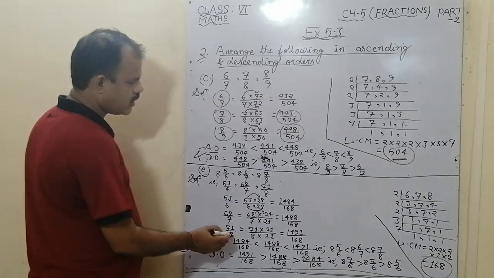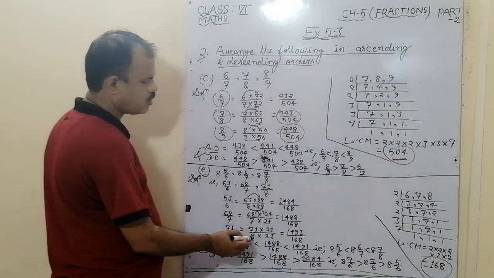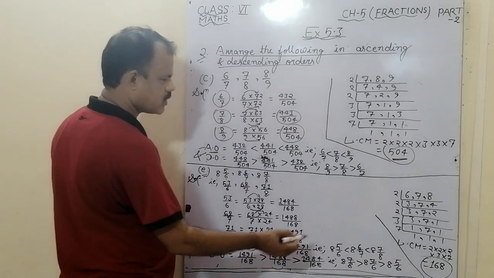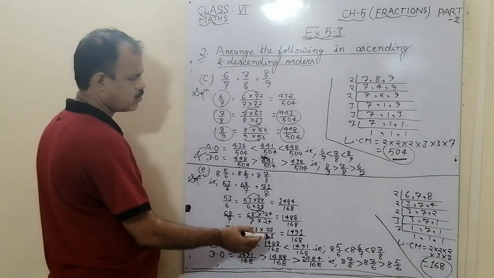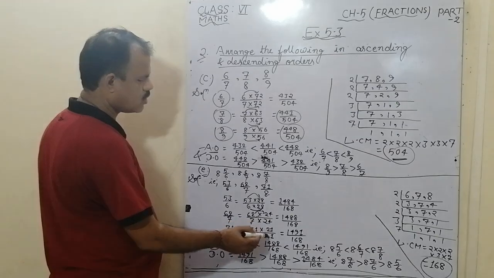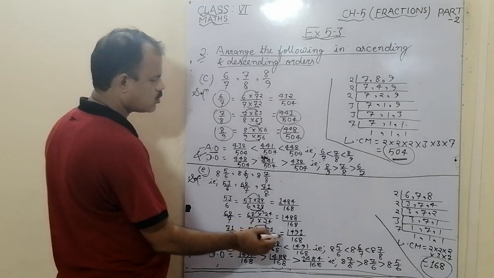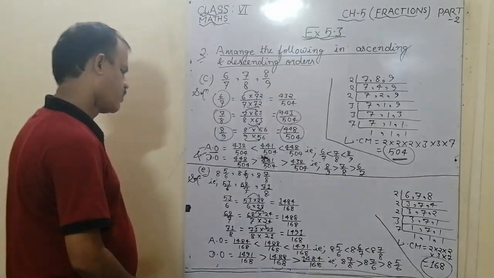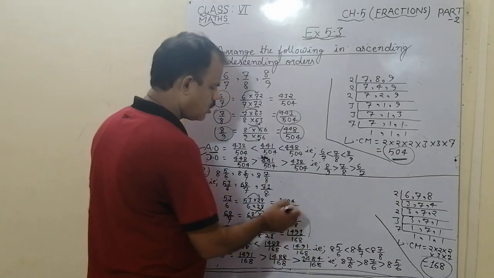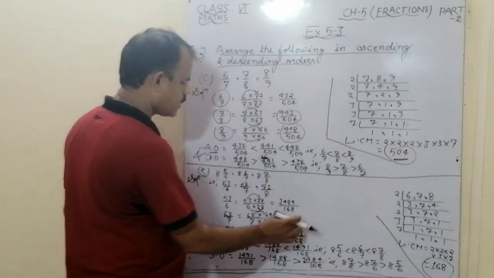Last, 71 by 8. What number do you have to multiply 8 by so that it becomes 168? Yes, 21. So we multiply both numerator and denominator by 21. 71 into 21 is 1491, and 8 into 21 is 168. Now all three fractions become like fractions.